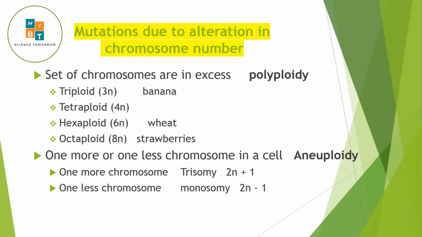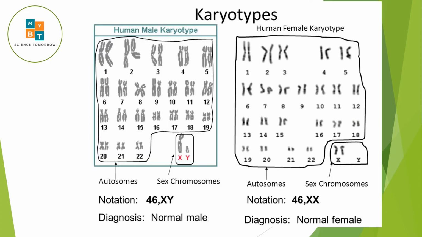And the other way of this chromosomal number alteration is maybe one more or one less chromosome. Sometimes you can have one chromosome increase or one chromosome decrease. One chromosome increase means you will have three chromosomes in that one, so you call them trisomy. One chromosome less means you call it a monosomy.